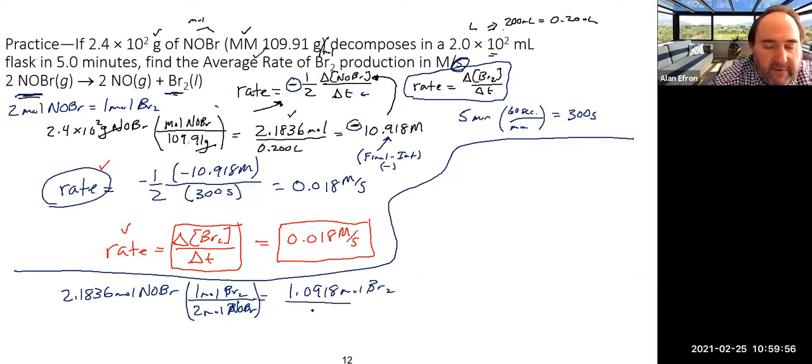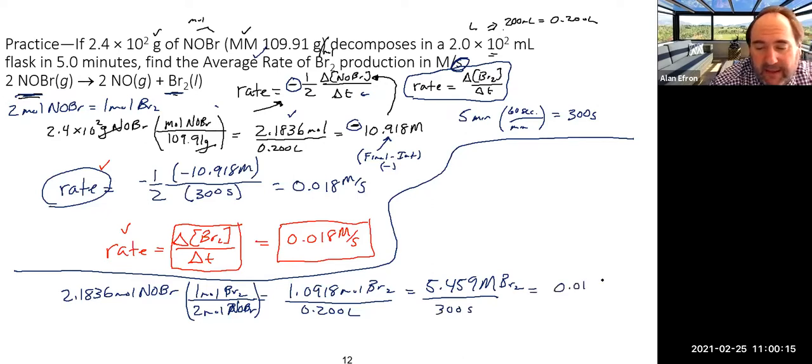Dividing that by our volume will get us 5.459 molar. And at this point, now that you have the molarity of the BR2, you then could divide it by the total time. And you will end up with obviously the same answer here. So really, what are we doing here? Well, there's our half and there's our half.